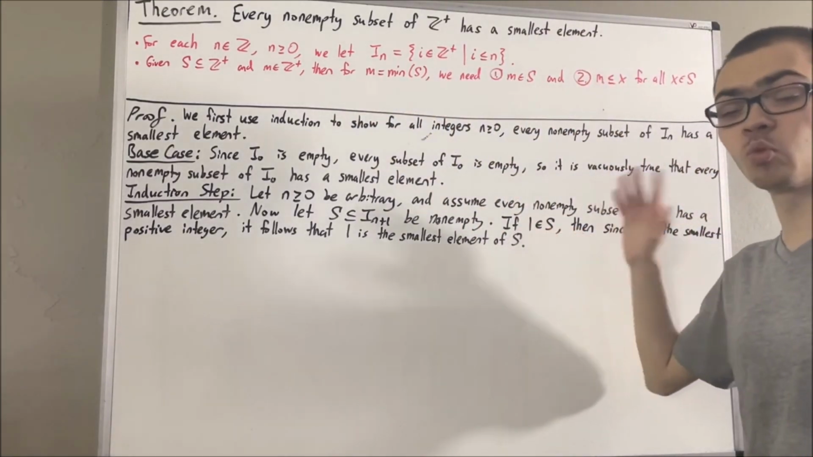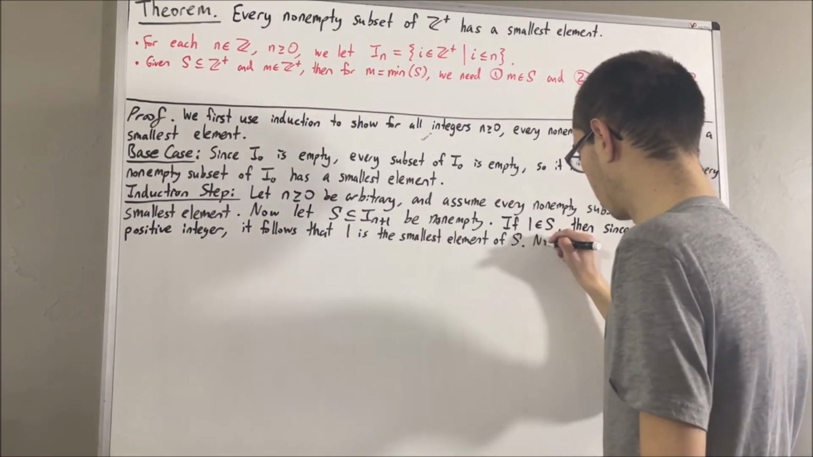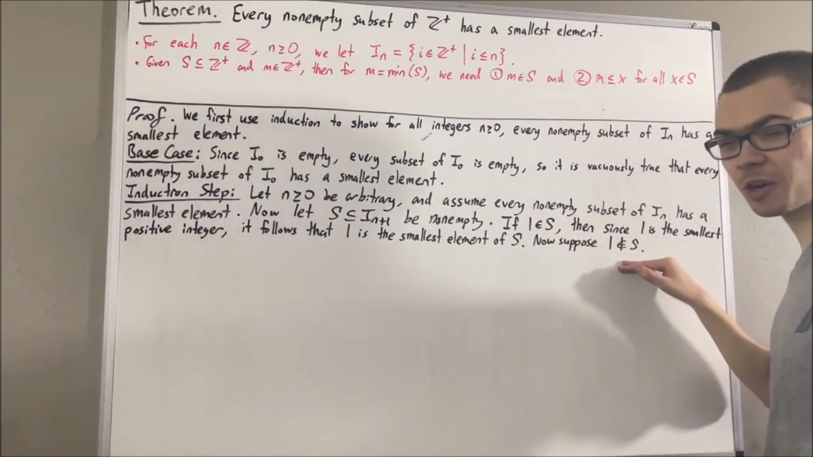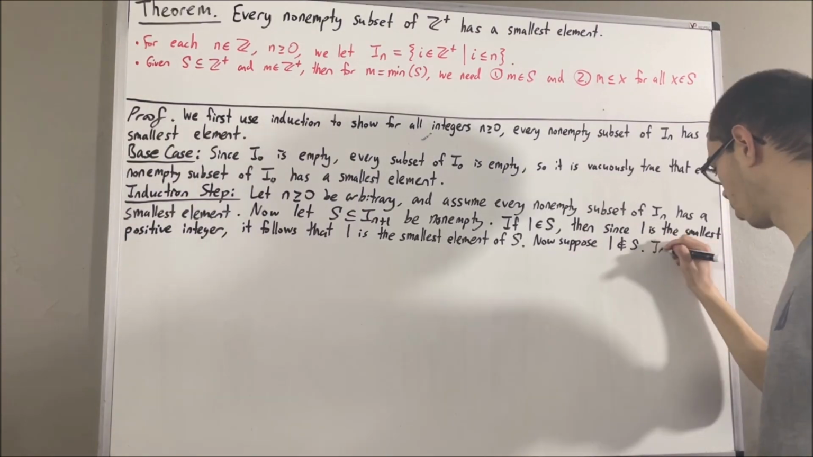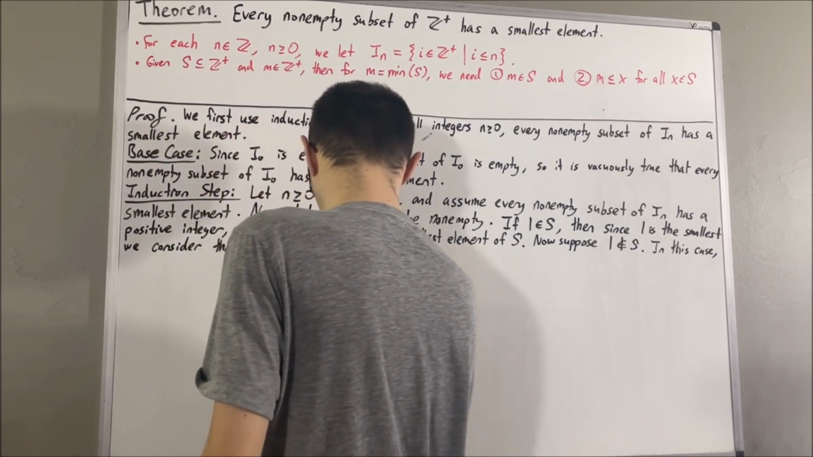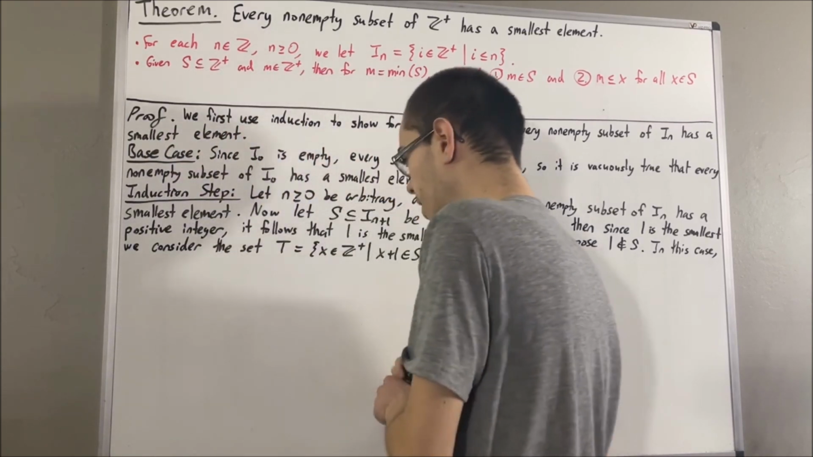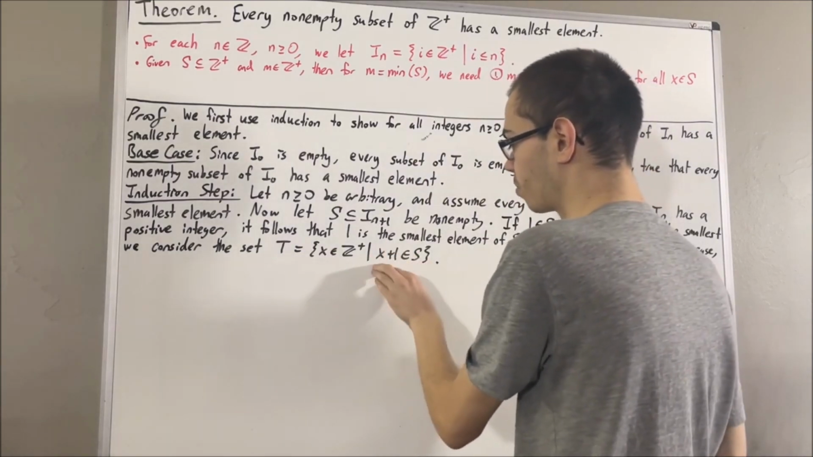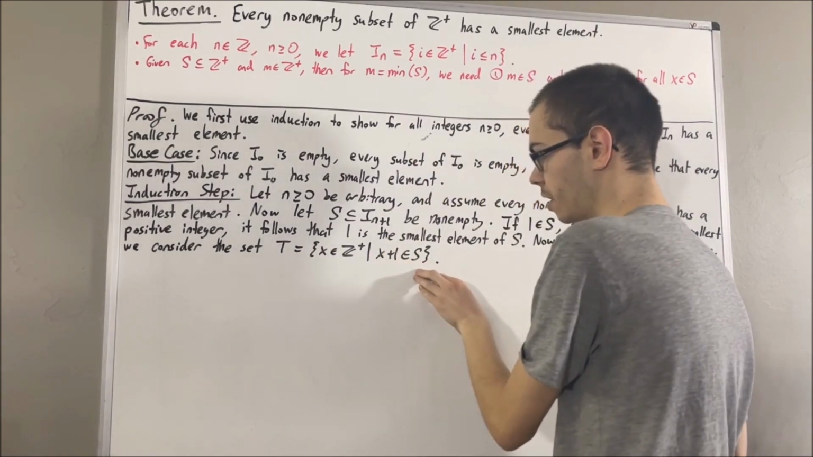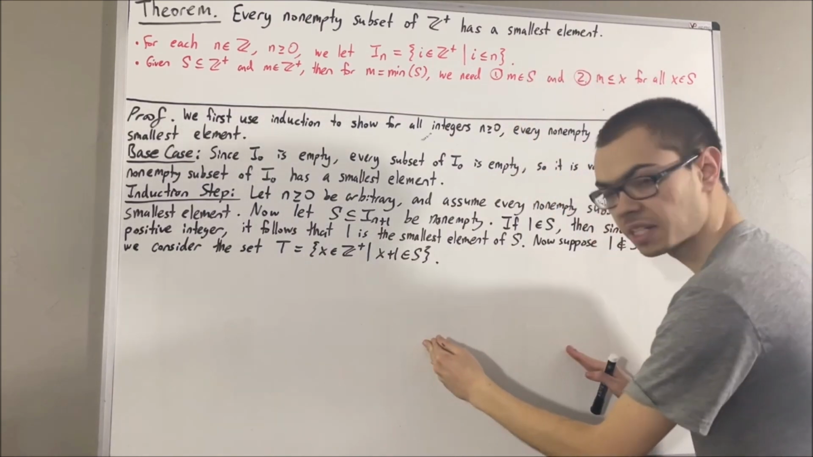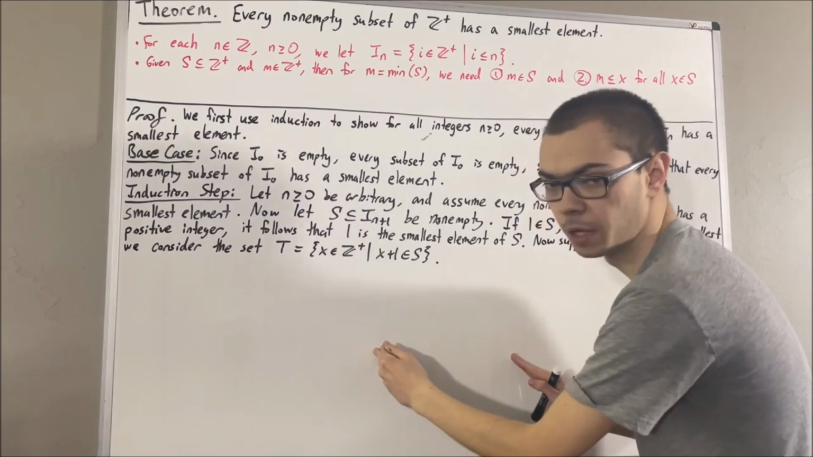Now let's consider the case where 1 is not an element of S. Now the idea in this case is we consider the following set. We consider the set T, which is the set of positive integers x, such that x + 1 is an element of S. So what this set is essentially doing is, it's taking all the elements of S and subtracting each of them by 1.